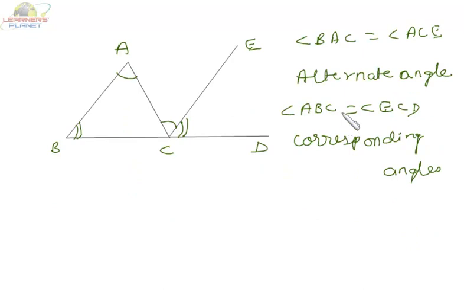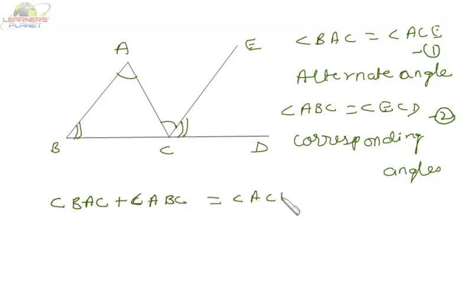Now suppose I call this relation 1 and this relation 2. Now if I add both of them, what I will get is angle BAC plus angle ABC is equal to angle ACE plus angle ECD.